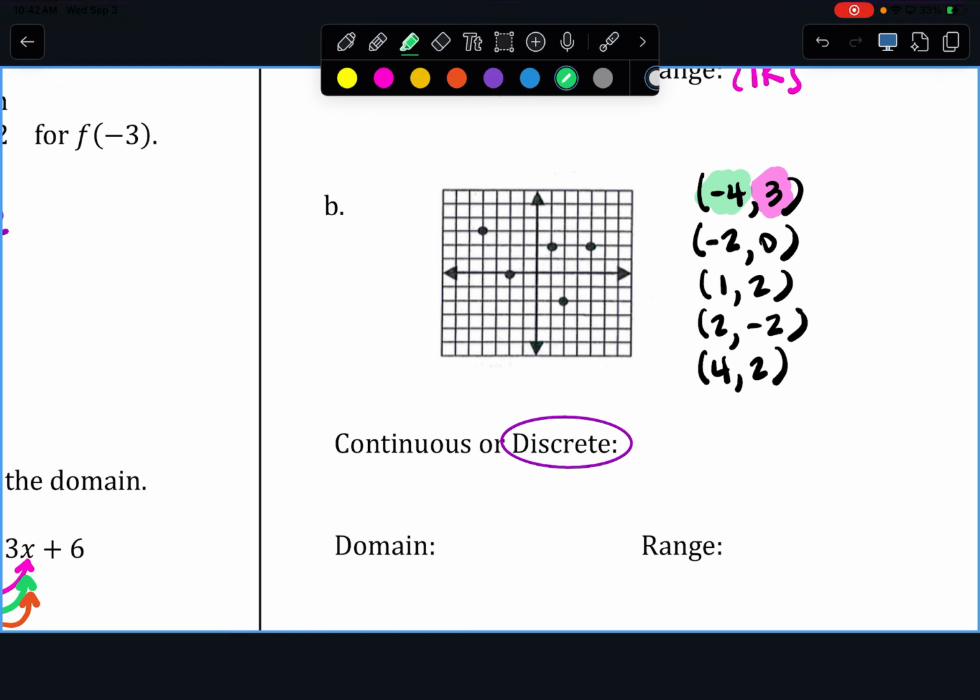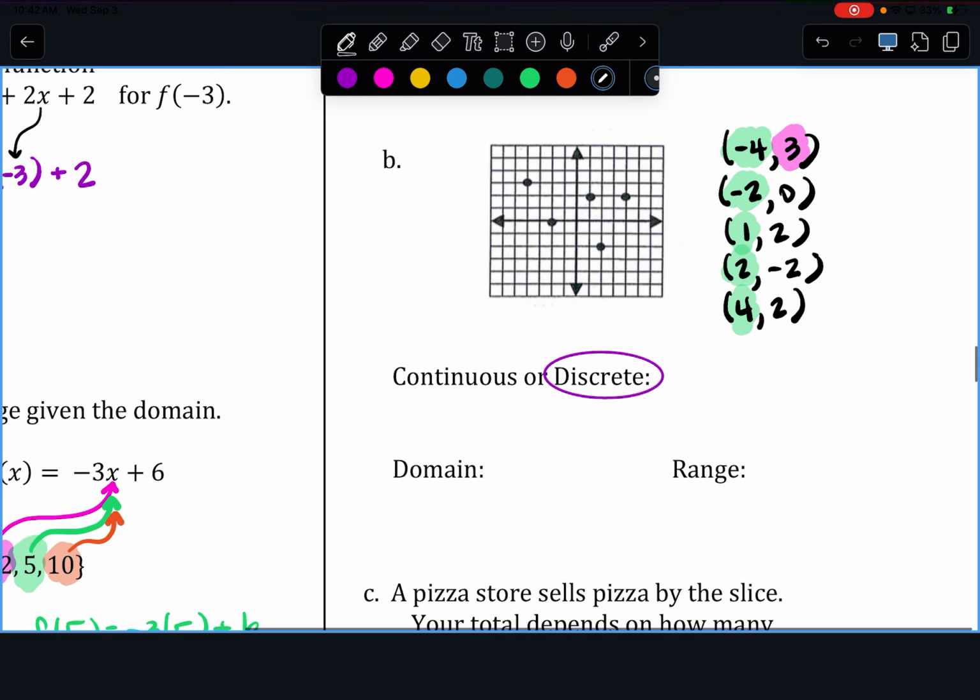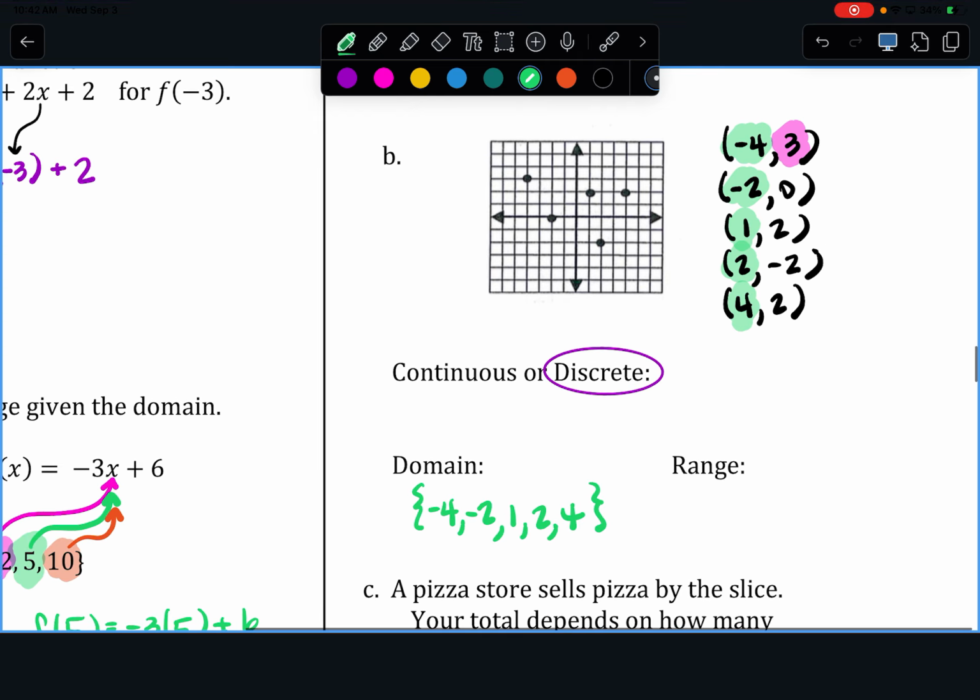So when you're writing your domain, all I care about is just the X values that these points are taking on. Right, so they're gonna go from least to greatest, and I'm just gonna list them down. -4, -2, 1, 2, 4. And mine are already least to greatest because I read my graph from left to right, right? So the domain is naturally already gonna be in the right order.